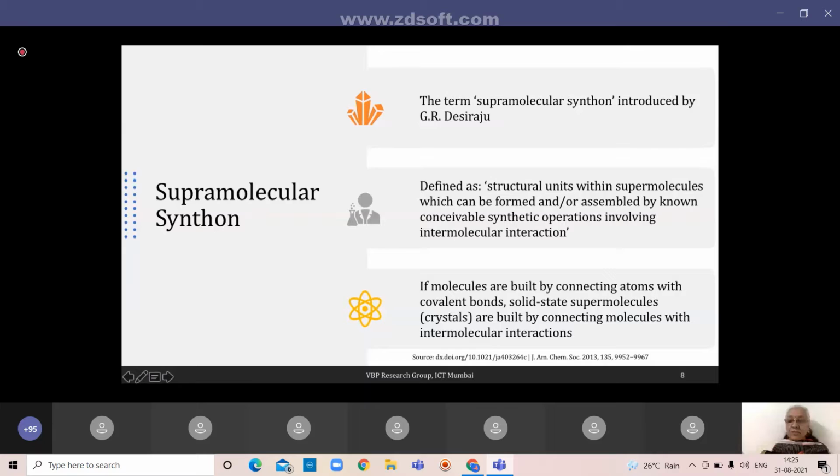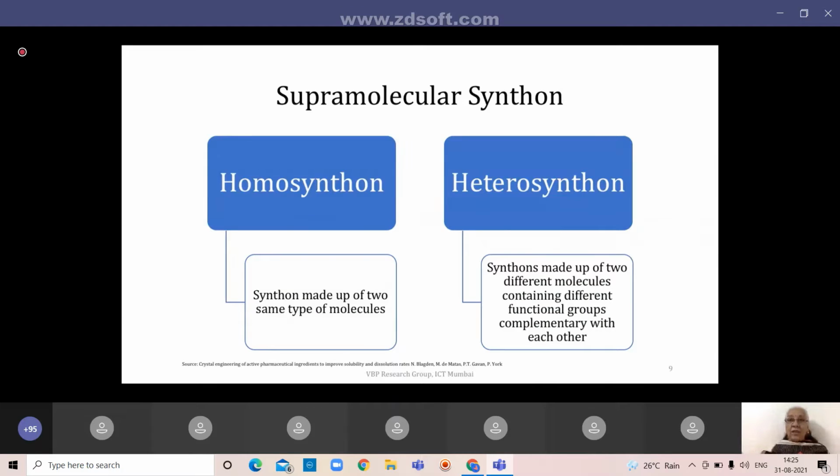So if molecules are built by connecting atoms with covalent bonds, these solid state supermolecules, which we call crystals, are built by connecting molecules with intermolecular interactions. So we know that there are no covalent bonds. In the beginning, I have said that these are non-covalent interactions. So that is what we are now exploiting in the field of pharmaceuticals.